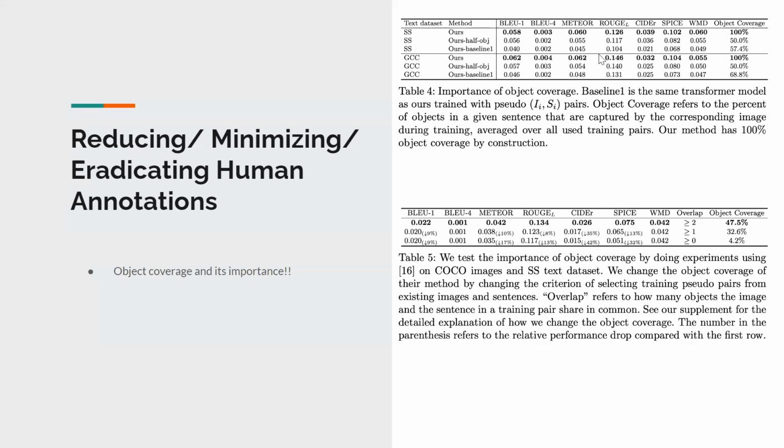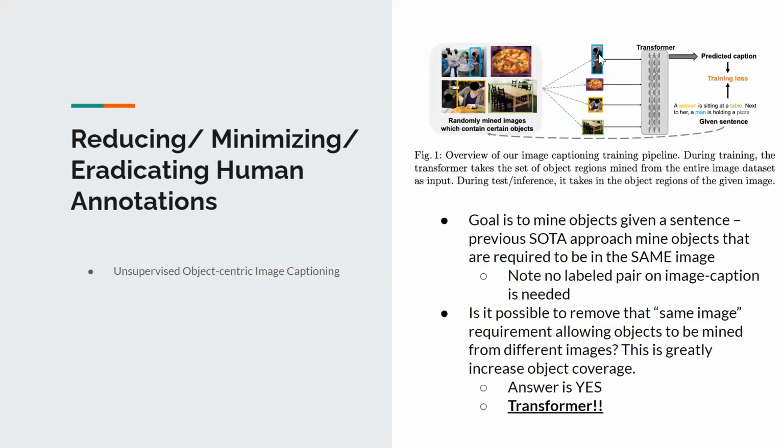So that's the idea behind this. Any question? Okay. So how does that work, right? Because if you think about this idea, it's a little bit weird, right? The objects are not from the same image. It's basically from different images.